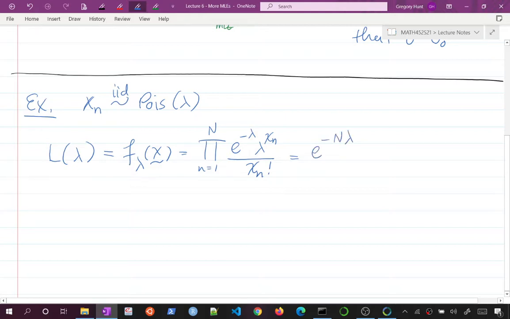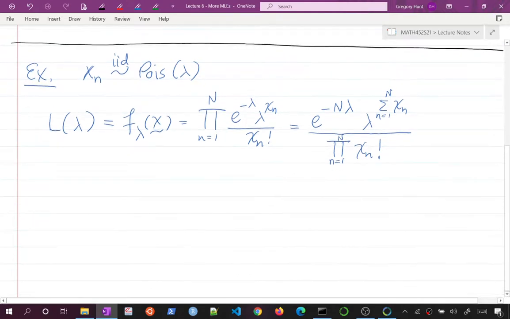I'm going to start skipping over some of these basic algebraic manipulations. This is e to the negative n lambda, lambda to the sum of the x sub n's. And if you need to pause it and work out why that's true, you can work out why it's true. I'm just going to assert that these facts are true. And then I have this thing in the basement here, which is the product of my x sub n factorials. Not super nice, but that's what it is. And so this is a likelihood function.